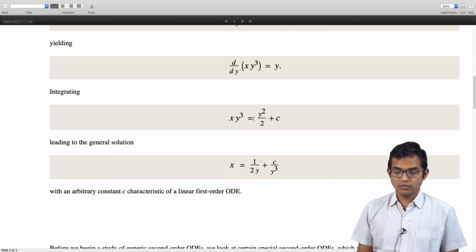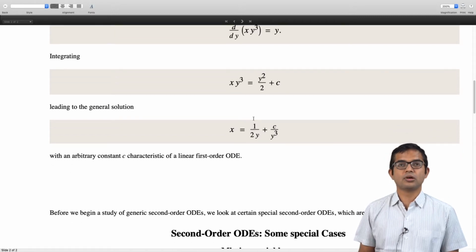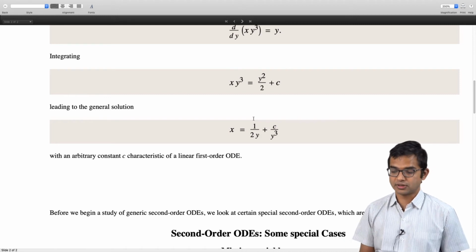Okay, so now we will enter our study of second order ordinary differential equations, in a gentle manner, right? So we will look at a bunch of cases which are special cases of second order differential equations, but which will be seen to be effectively first order.